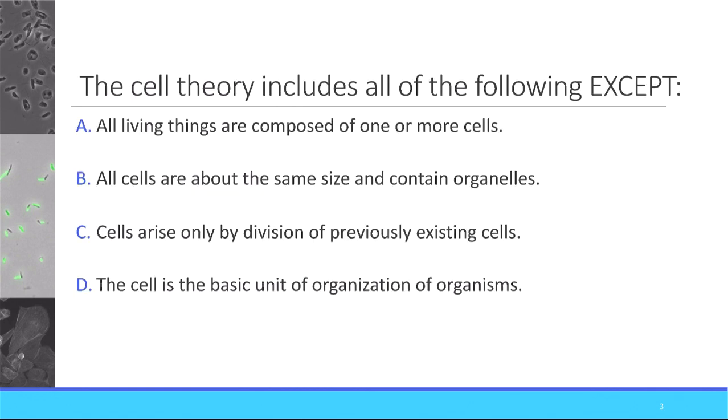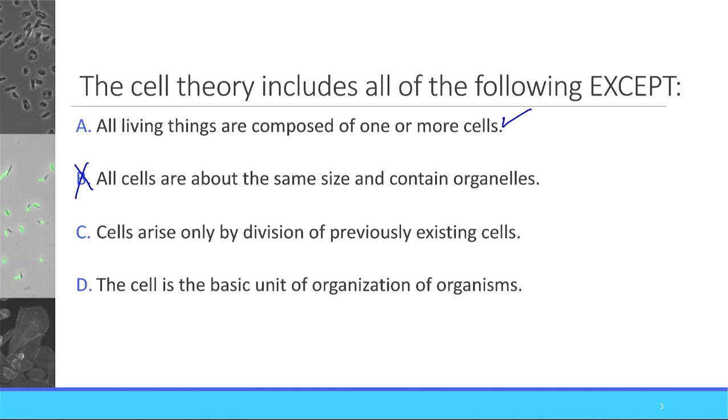At the beginning of the semester, we actually talked about what the cell theory is, so this will be a really quick review. This question is asking us to think about which of the following is part of the cell theory and which one is not. Let's walk through this together. A states that all living things are composed of one or more cells. That is true. B, all cells are about the same size and contain organelles. That one is not true. We know that cells are different shapes, different sizes. They all do have some sort of organelles, not all of them have membrane-bound organelles, but that one is definitely false.